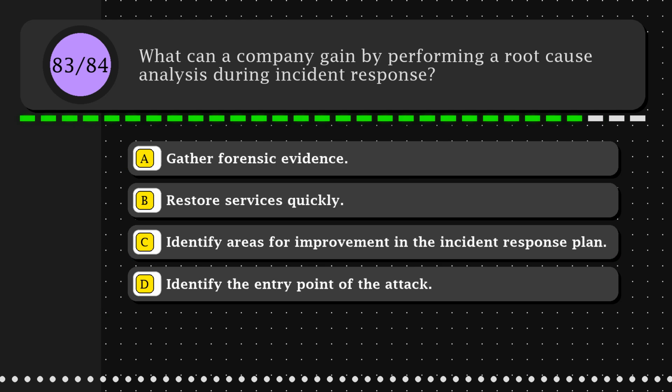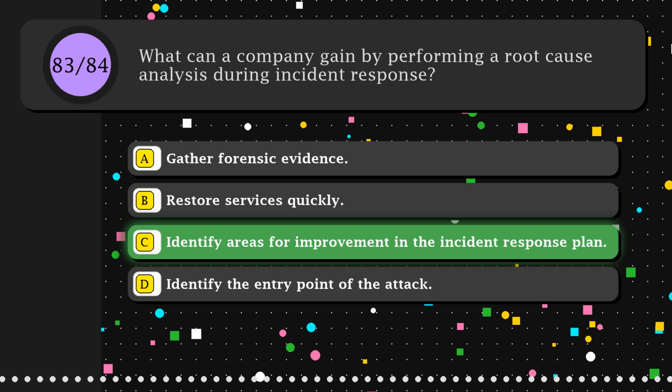Question 83. What can a company gain by performing a root cause analysis during incident response? Option A. Gather forensic evidence. Option B. Restore services quickly. Option C. Identify areas for improvement in the incident response plan. Option D. Identify the entry point of the attack.